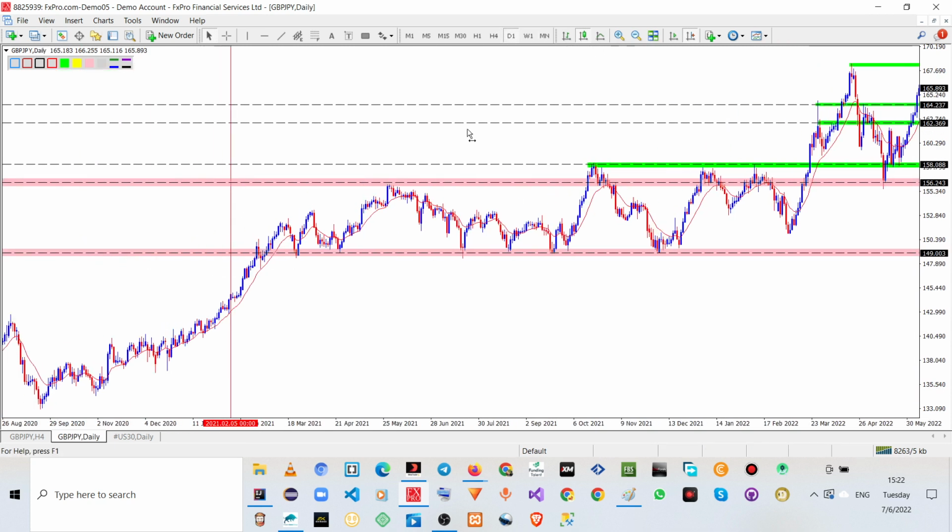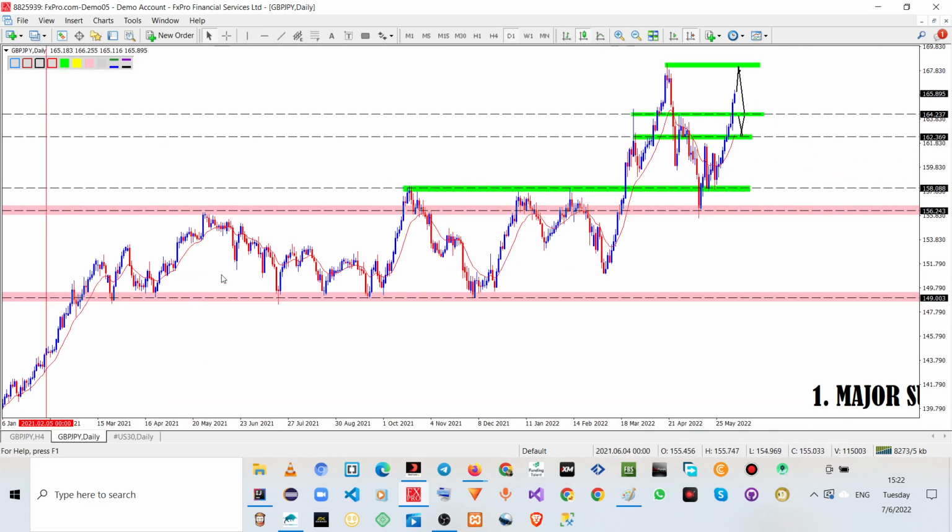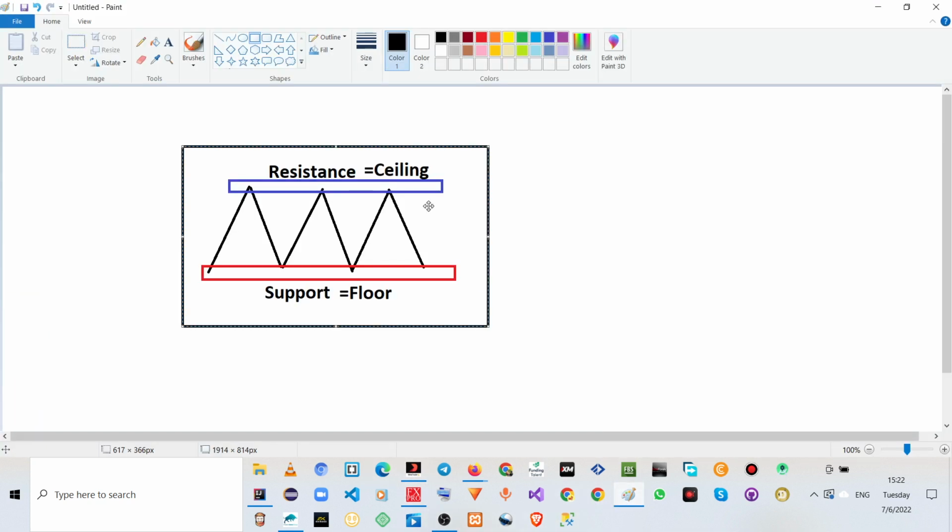We have talked about the major and minor resistance. Now we want to talk about support becoming resistance. So let's go back to the drawing board again. Support becoming resistance is just simply when the support, let's talk about support becoming resistance and resistance becoming support. So let me draw it. This is price that I'm imitating right here.